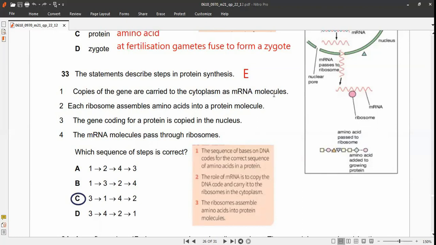After that, the messenger RNA molecules pass through ribosomes. Finally, each ribosome assembles amino acids into a protein molecule.